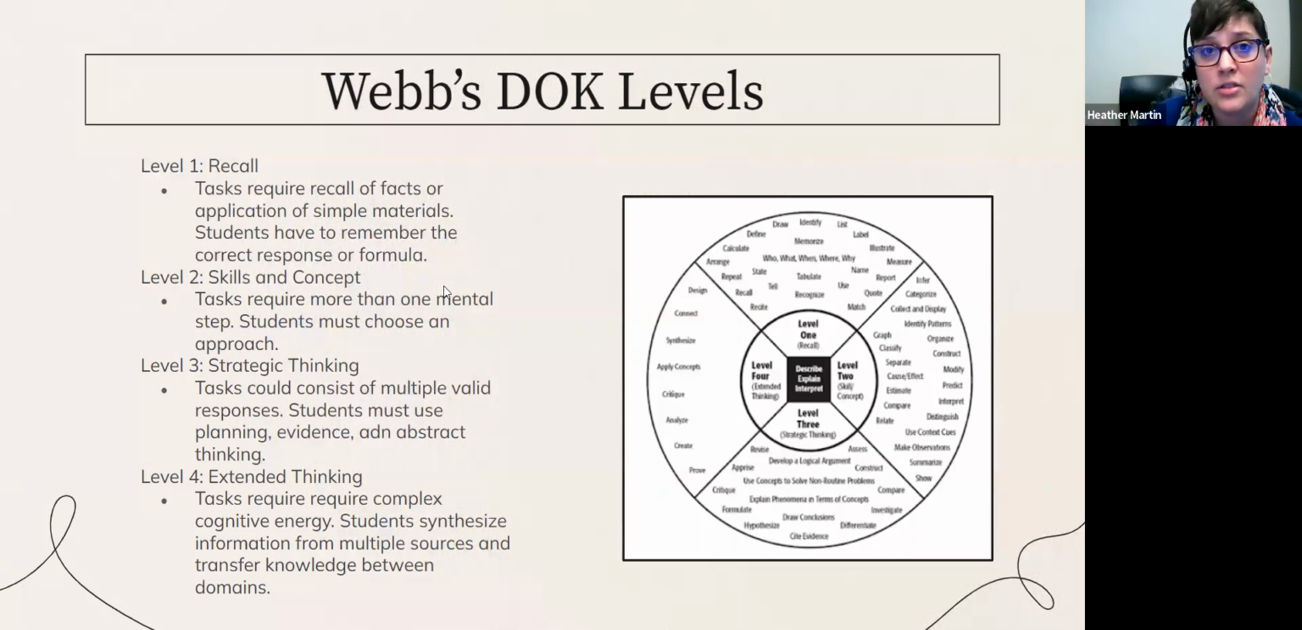Strategic thinking, the tasks can consist of multiple valid responses, right? So you're not just looking for one specific answer. It could be a number of different answers. So it might be an opinion. It might be choosing something that they think is a direct cause of maybe an important event or something like that. And they must be planning, using evidence and abstract thinking.